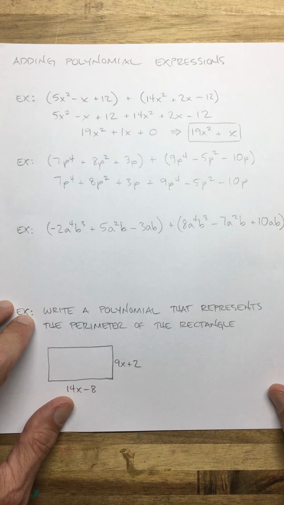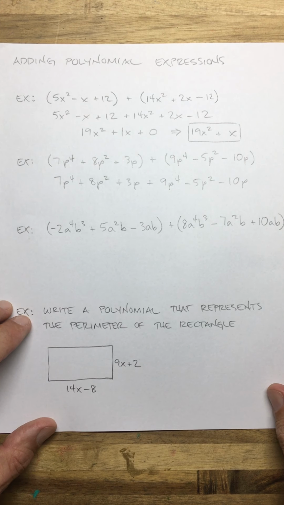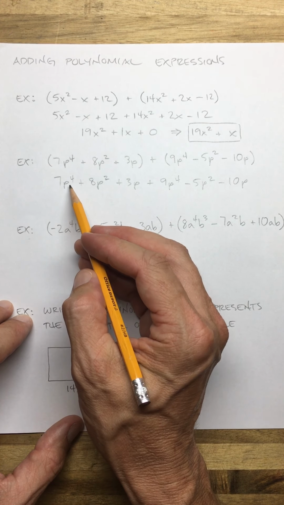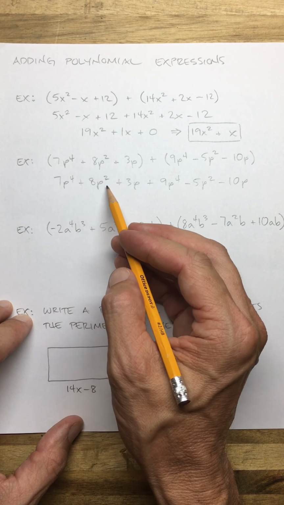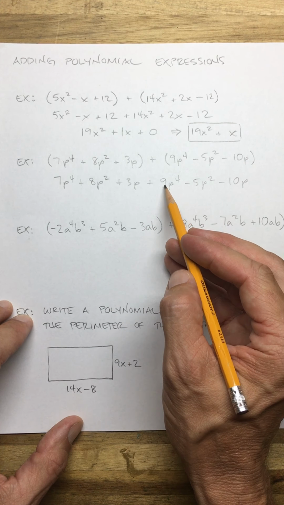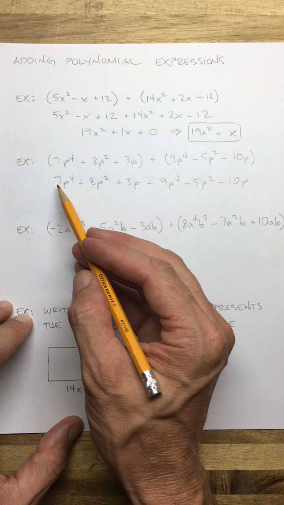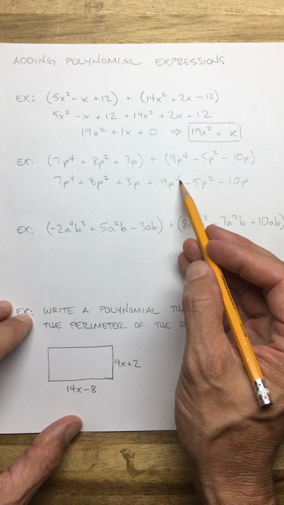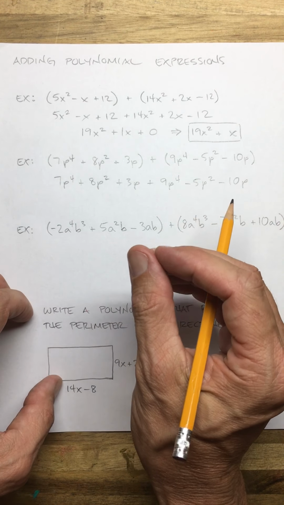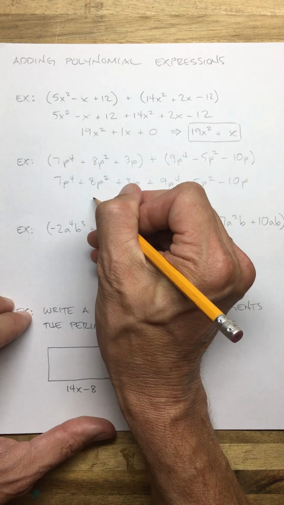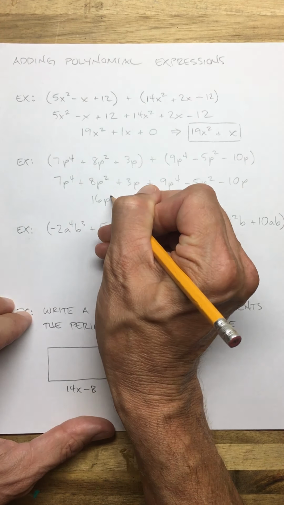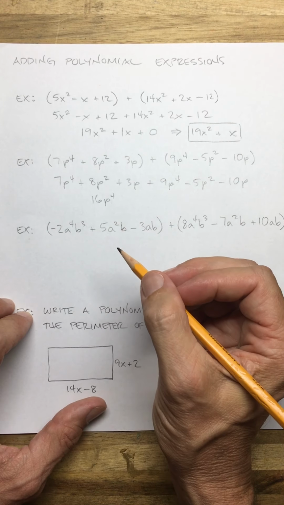All right, let's combine like terms. Okay, well, I have 7 of the p to the 4ths. Do I have any more? Here I have 9 of the p to the 4th. So if I have 7 of them and I also have 9 more of them, how many do I have all together? Well, that's 16 of them. So I have 16 of the p to the 4ths, okay?